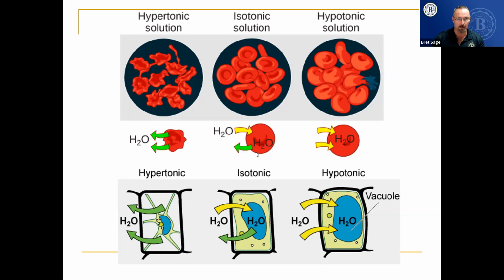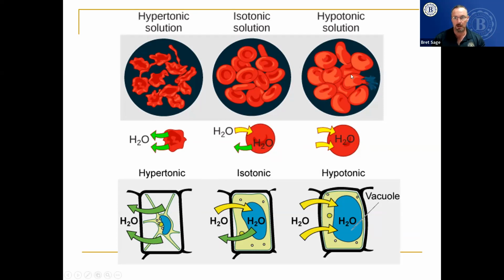Let's go to the far right. In a hypotonic solution, remember, hypotonic means less salt. So in this case, it's saltier inside of the cell than out in both situations, and the water comes in. Now, because red blood cells, no animal cells do, have a cell wall, it can't resist the water coming in.